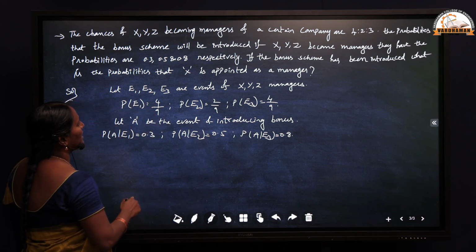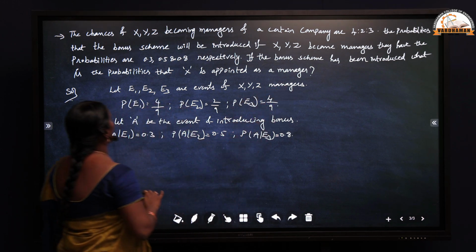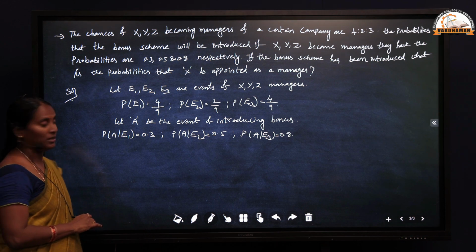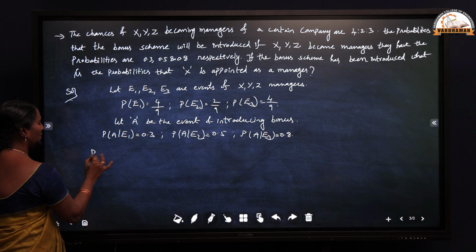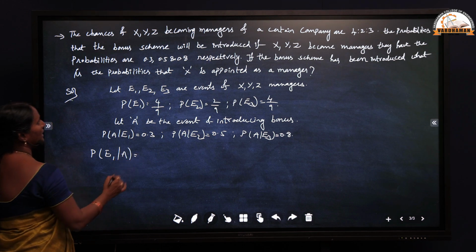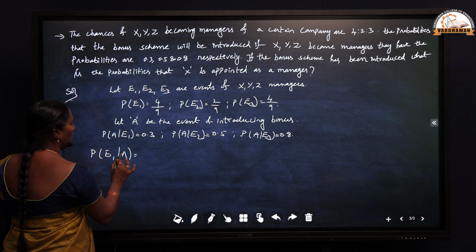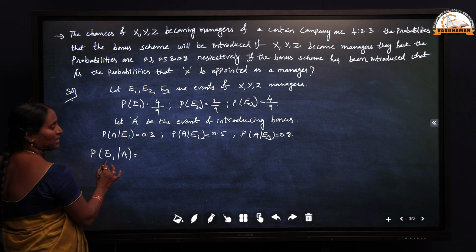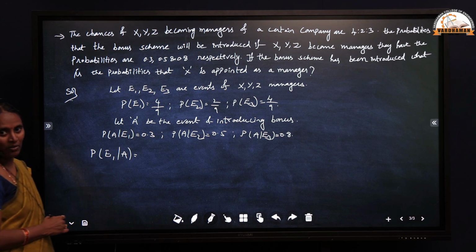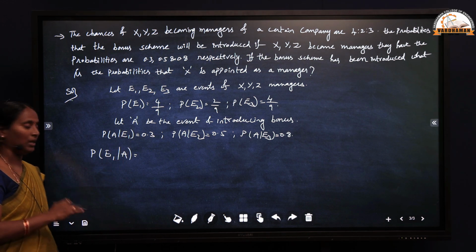Now what are they asking in the given problem? If the bonus scheme has been introduced, what is the probability that X was appointed as manager? So what are we going to find out now? P of E1 given A. What is E1 given A? X appointed as a manager, with the bonus scheme introduced. E1 is the event of X. So we are going to find out the probability of E1 given A.